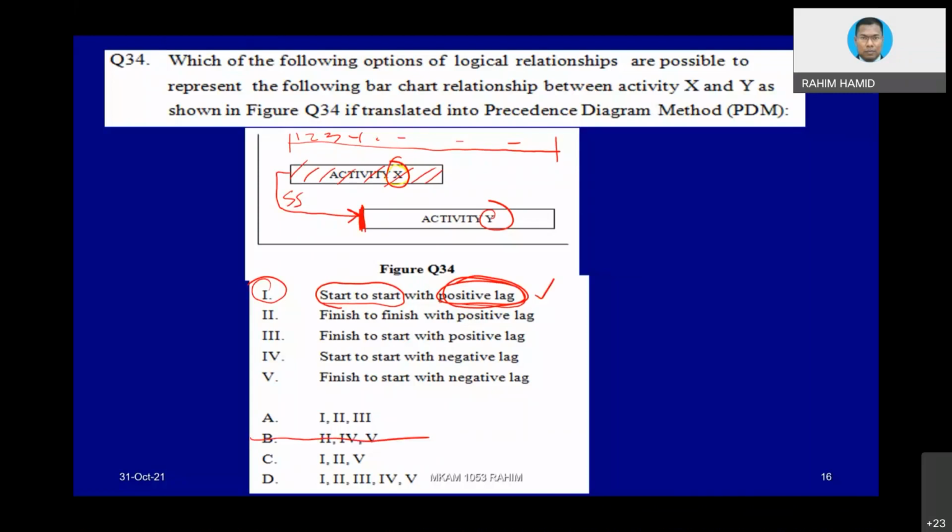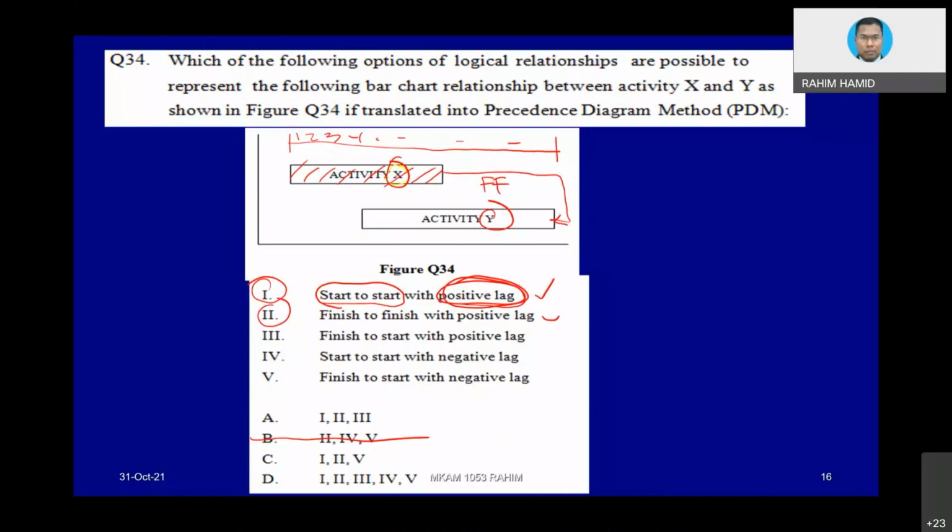Normally this kind of question would be much easier. People think it is very difficult because you do the elimination process. Number 2, finish with positive lag. If it is finish to finish, then the connection would be something like this. Finish to finish with positive lag. Is it possible or not? Possible, because the answers also have two in all of them. Okay, you are right, possible, no need to be confused.